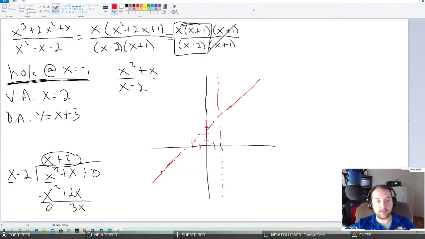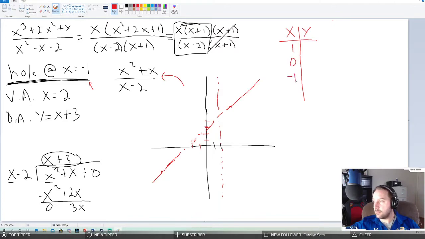So now I just need to plug in values. Now, for the x equaling -1, I know it's going to have a hole, but for the plugging in values part, I need to know what the shape of my graph is. So I'm not worried about plugging it in as long as I'm plugging it into this function here. So in creating my table, I'm going to pick values 1, 0, and -1. That's on this side. And then on this side of my vertical asymptote, I'm going to pick values 3, 4, and 5.